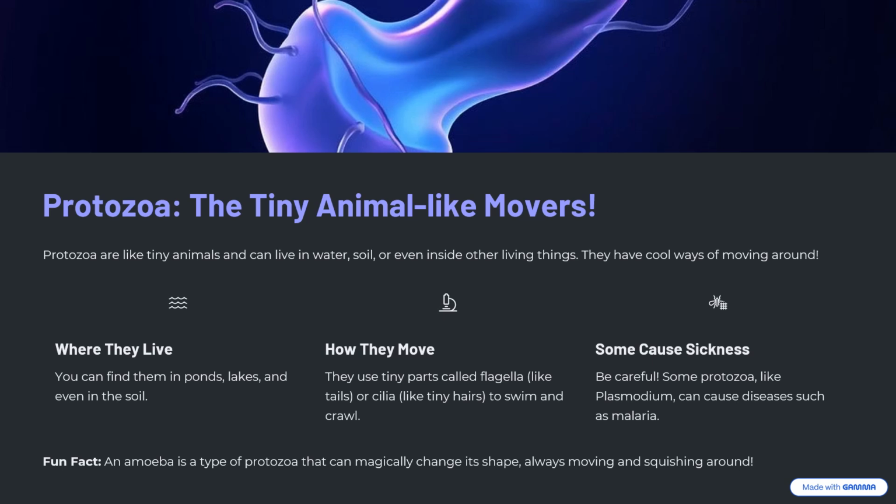These protozoa live mainly in ponds, lakes, and even in the soil. Some protozoa also cause sickness. Especially Plasmodium causes diseases such as malaria. A fun fact about protozoa is that the amoeba is a type of protozoa that can magically change its shape, always moving and swishing around.